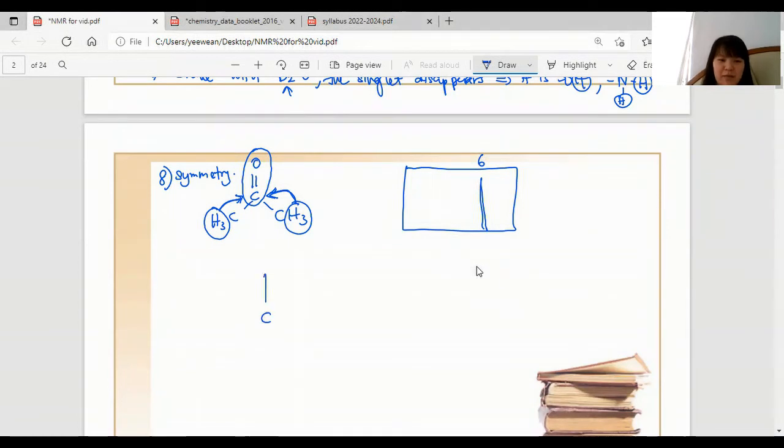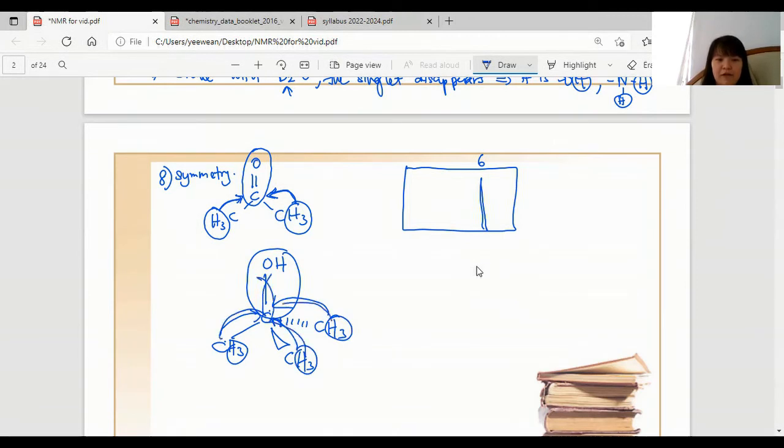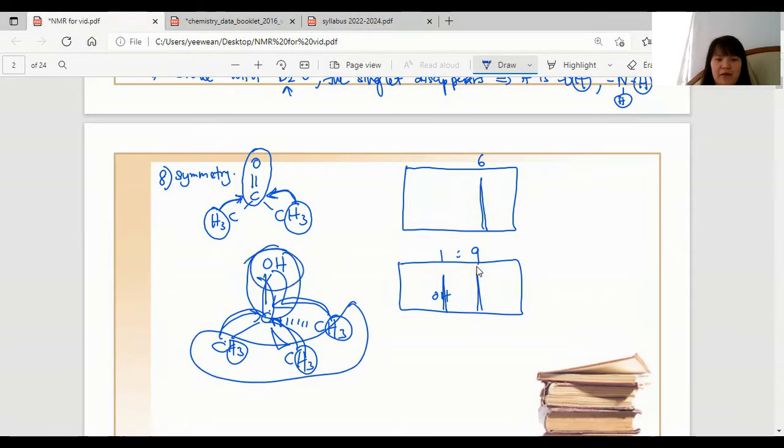Another symmetry example. I'm not going to focus on the OH, but I'll focus on what's on this tetrahedral shape, CH3, CH3, and CH3. Again, I treat this as like a playground. These 3 occupants have no neighbors, no neighbors, no neighbors, and they are the same distance from the playground. They all feel the same environment. You might get 9 like this, and 1 more for the OH. This is for the OH. So you get 2 sets of peaks. This is one environment, and this is another environment.